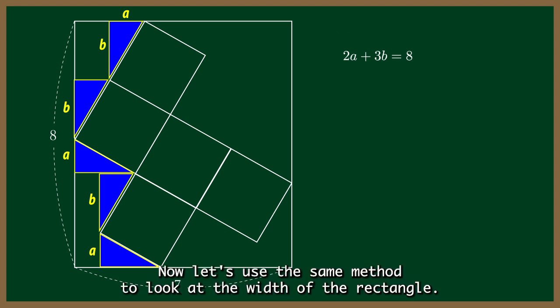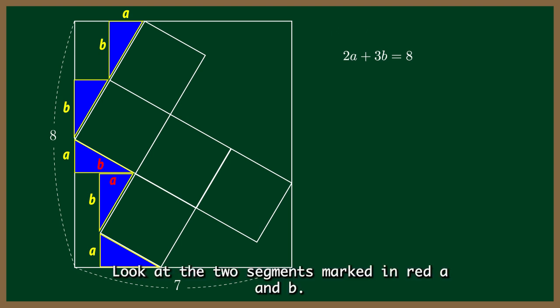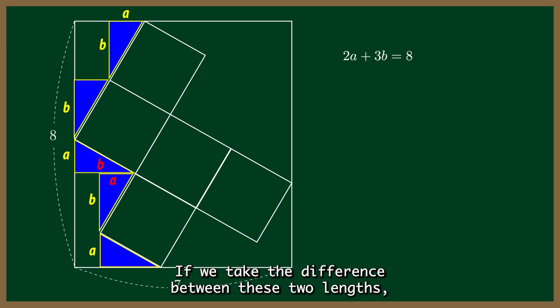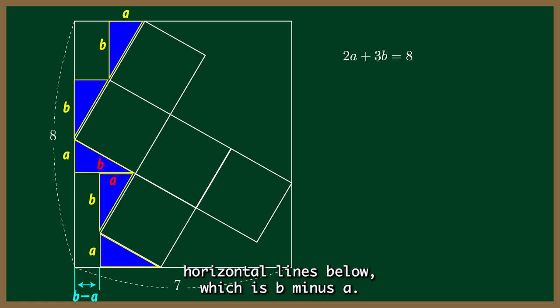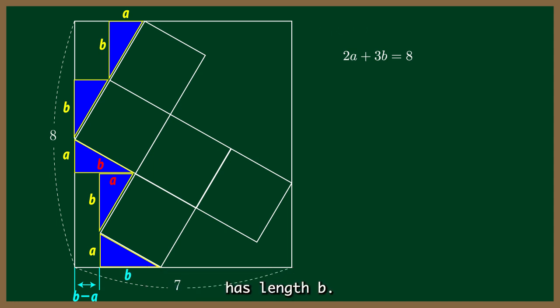Now let's use the same method to look at the width of the rectangle. First, I want you to focus on this part right here. Look at the 2 segments marked in red, A and B. If we take the difference between these 2 lengths, we get the distance between the 2 light blue horizontal lines below, which is B minus A. Next to that, we have another right triangle, and its horizontal side has length B.